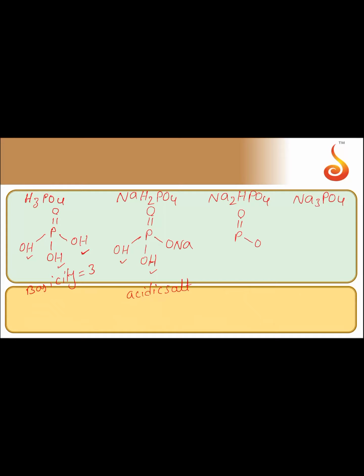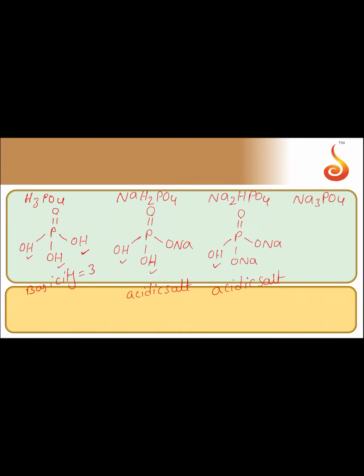Next, when it reacts with 1 more mole of NaOH, the second hydrogen of the OH group is replaced by sodium. So ONa, OH, and still it is having 1 acidic hydrogen. So this salt is also an acidic salt only. But in case of Na3PO4, it is not having acidic hydrogens, so it is a normal salt.